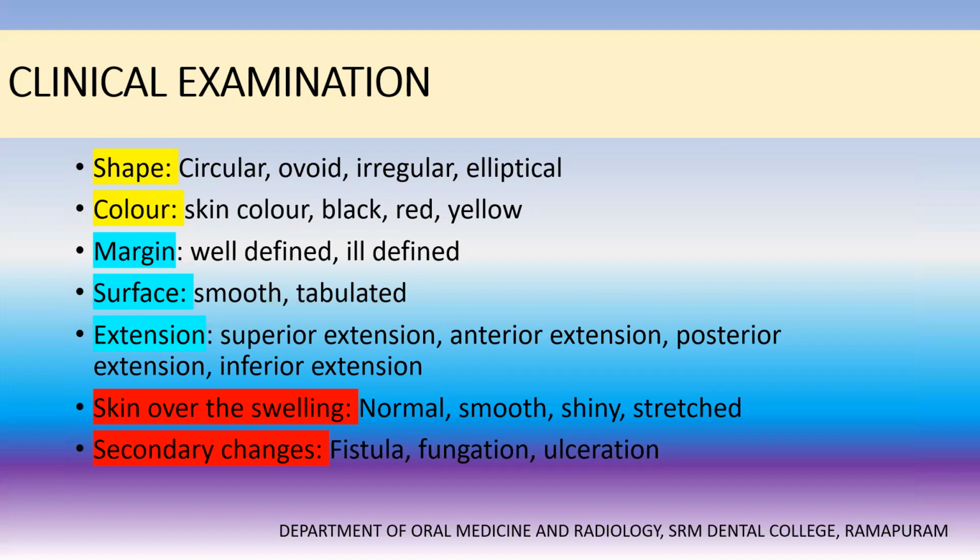Coming to the shape, swellings can be circular, ovoid, irregular, or elliptical, and they can have different colors like black, yellow, or normal skin color itself. Coming to the margins, it can be well-defined or ill-defined, and the surface of the swelling can be smooth, or sometimes it can be lobulated. Extension: it has a superior extension, an inferior extension, an anterior extension, and a posterior extension. The skin over the swelling can be normal, or sometimes it can be shiny and stretched. Sometimes the swelling can also be accompanied by secondary changes like formation of ulcers, any fistula, or fungal infections over the swelling.